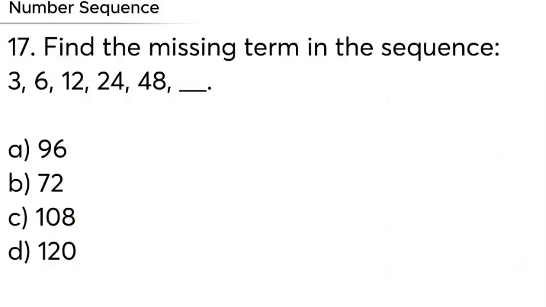17. Find the missing term in the sequence. 3, 6, 12, 24, 48. A, 96. B, 72. C, 108. D, 120.